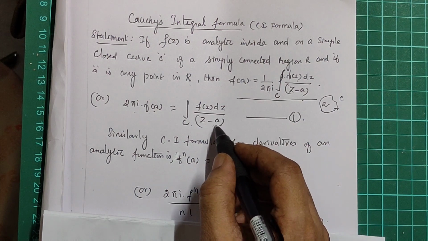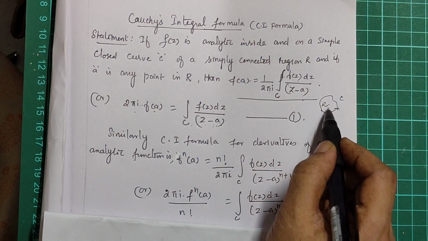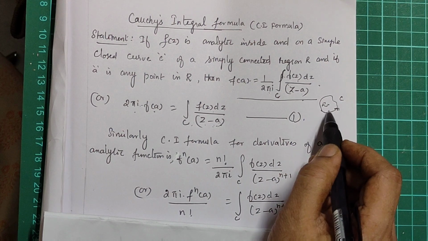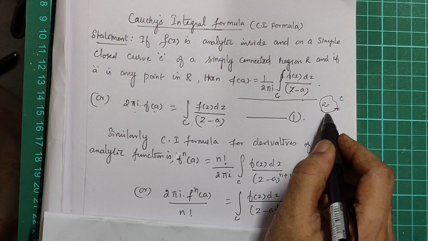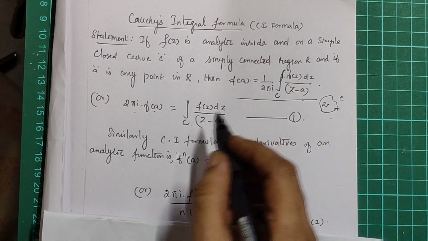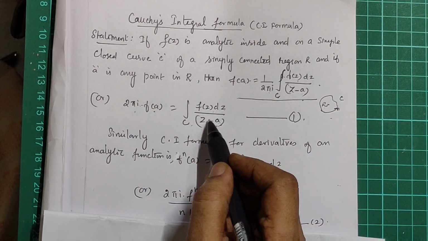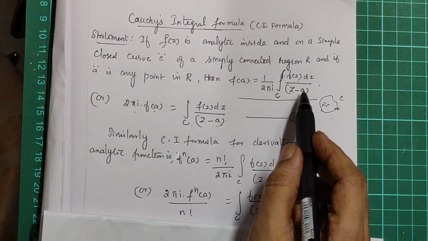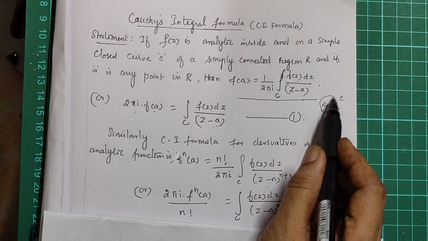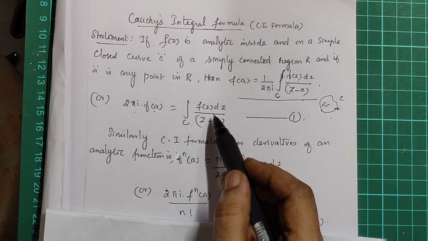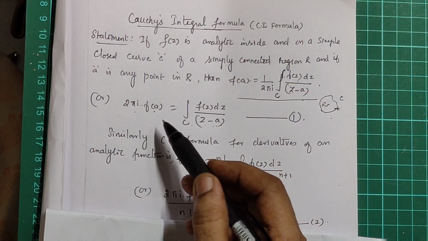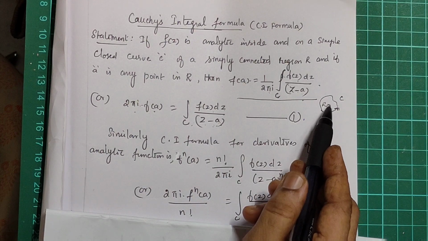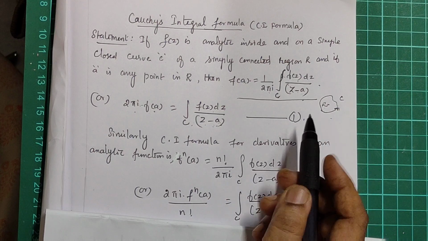The main condition is that the point A should be either inside the closed curve or it should be on the curve. That's the condition. If it is outside, suppose the point is outside the closed curve, then without calculating you can write the value of the integration is equal to 0. Clear? So if that particular point A is outside the closed region C, then the value of this integration will be equal to 0. So the main condition you have to remember is the point A should be inside the closed curve C, which is given in the problem.